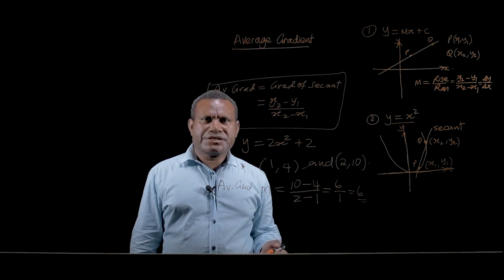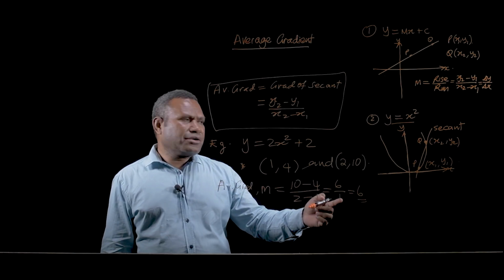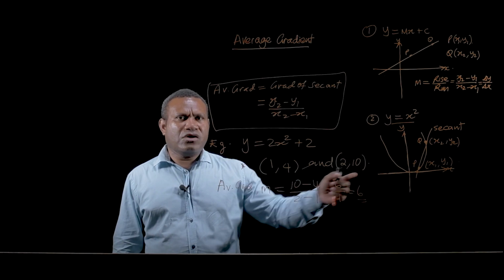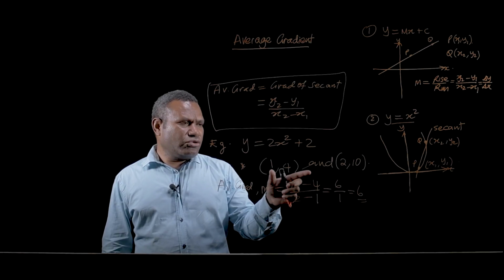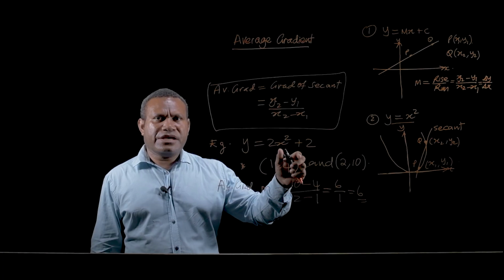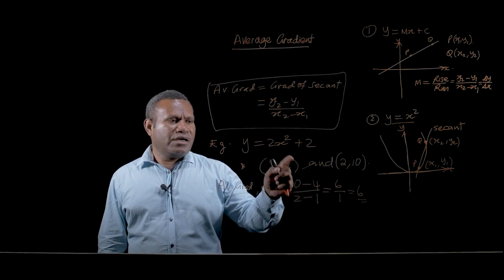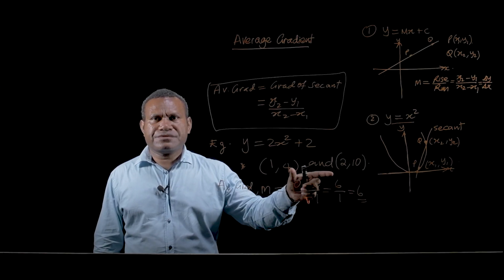Right, so what did we get here? What is 6? This value 6 is the gradient of this secant line that is going to pass through these 2 points on this curve. Or we can say that is the average gradient of this curve between these 2 points.